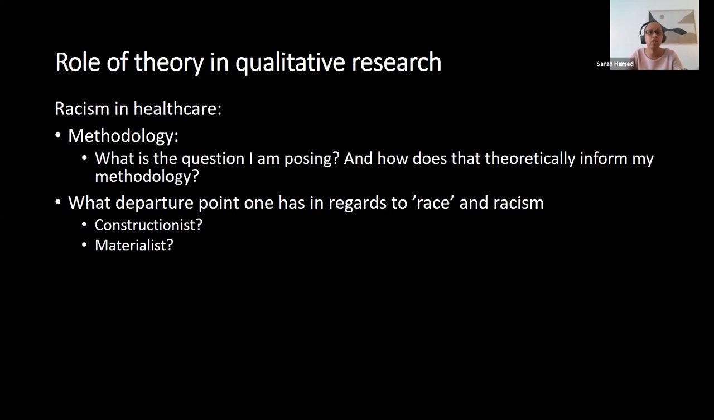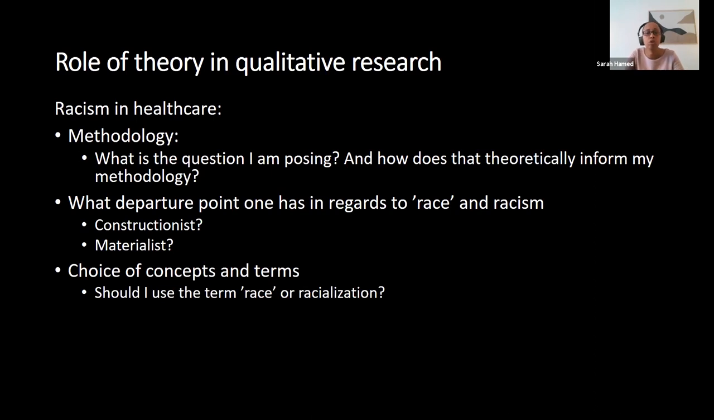And one can look at it differently. So you have some social scientists who say that one can use the word race because it has materialist consequences. And then you have other social scientists who say we should not use the word race, but use the word racialization because it alludes to the process. So we don't produce racism through using the word race.